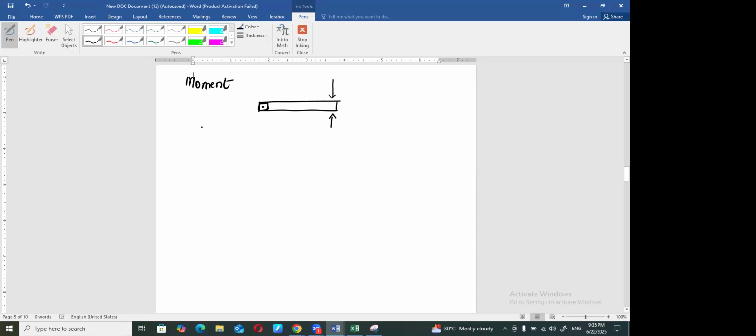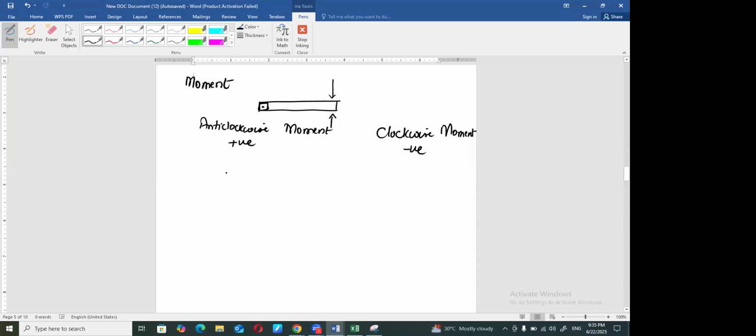So technically speaking, there can be an anti-clockwise moment and a clockwise moment, right? Now, as far as sign conventions are concerned, we are taking clockwise moment as negative and anti-clockwise moment as positive, right? Now, there are two, three things which are very, very important at this point, which we have to discuss.